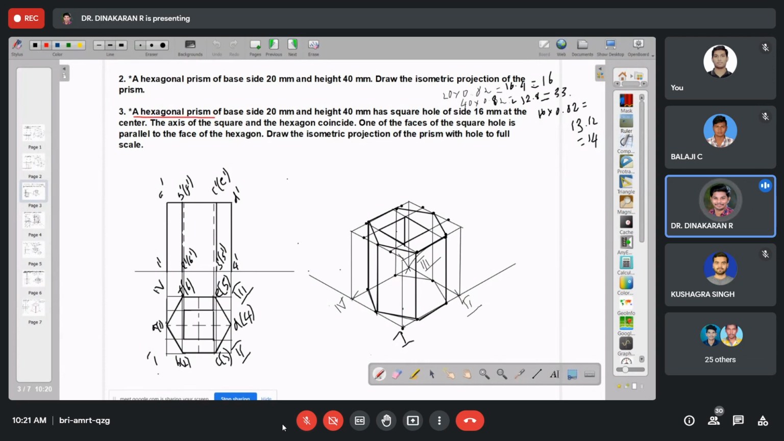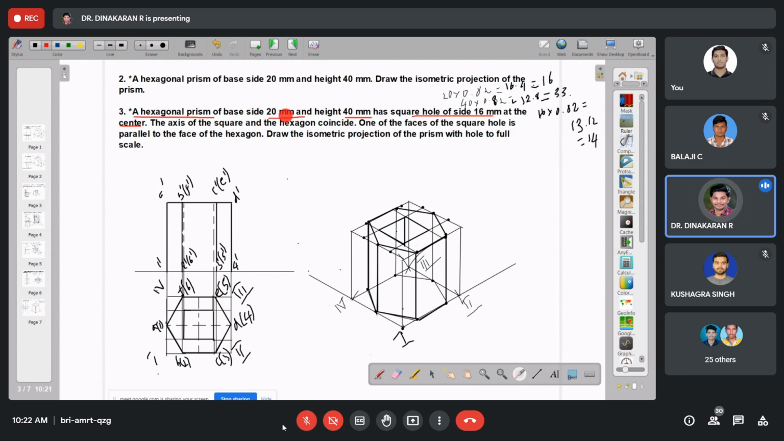So hexagonal prism. Okay. The prism geometry is given. The side is 20 mm and the height is 40 mm. Inside this hexagon there will be a square hole of 16 mm at the center. The axis of the square hole and the hexagon axis will coincide. One of the faces of the square hole is parallel to a face of the hexagon. Draw the isometric projection of the prism.